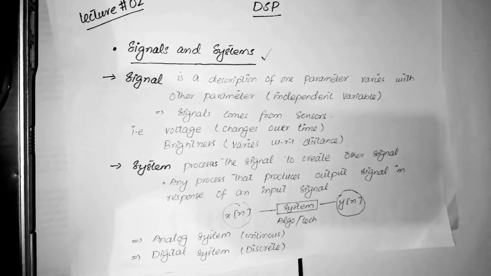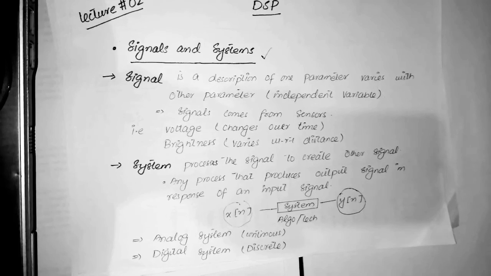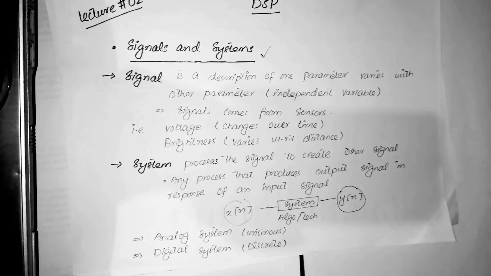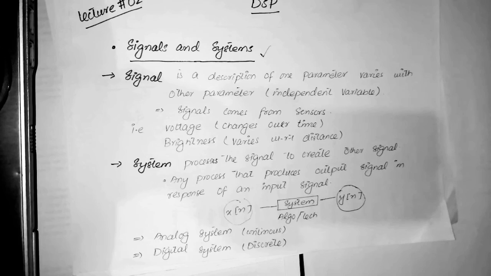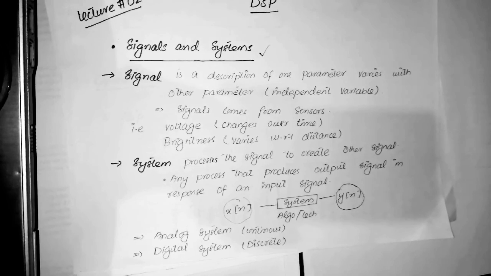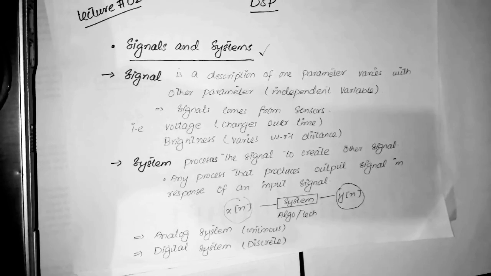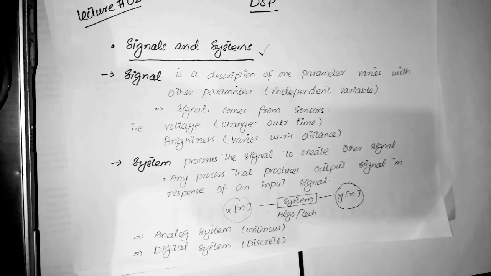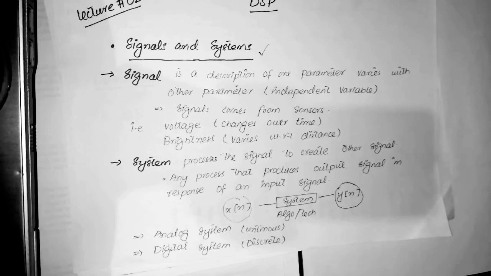A system processes the signal to create other signals. Any process that produces an output signal in response to an input signal is called a system. For example, if we give the input to a circuit or a system or an algorithm and it gives us the desired output, then we will call that algorithm or that circuit a system. There are two types of systems, analog systems and digital systems. Analog systems work on continuous signals and digital systems work on discrete signals.